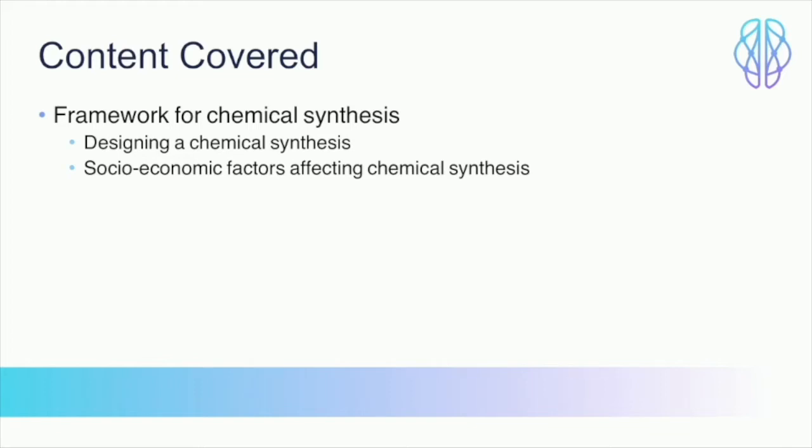There are two main things that you need to understand and describe when answering most of these questions. Not all, most of these questions. So you need to understand how a chemical synthesis is designed and how it's made more efficient. And there are some factors that affect this, and we'll go over those factors today. And there are also some socio-economic factors that are associated outside of that design that affect the chemical synthesis. So we'll also be going over those today.